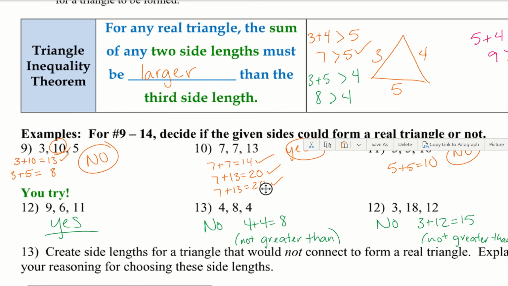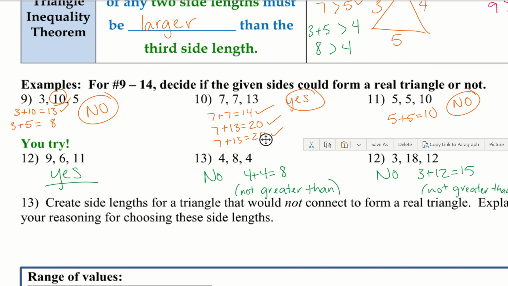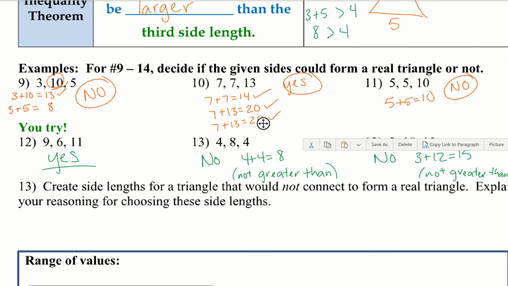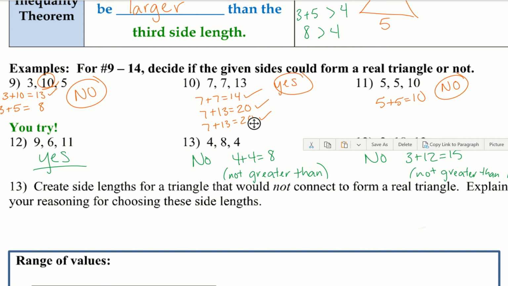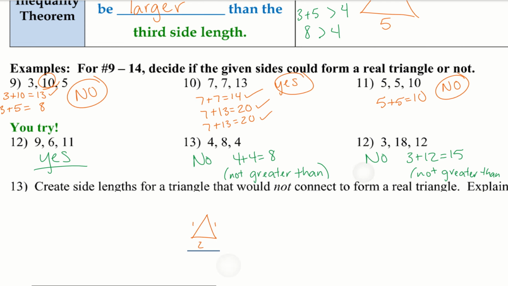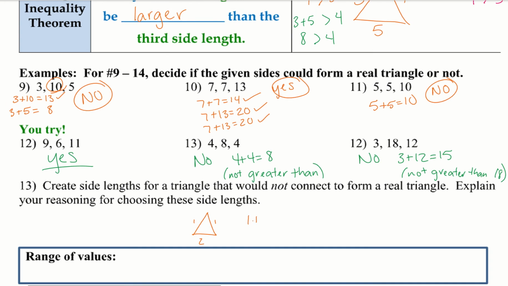Okay. All right, and then our second 13: create side lengths for a triangle that would not connect to form a real triangle. Explain your reasoning for choosing these side lengths. I'll give you a second. You go ahead and come up with one on your own, and then I'll show you one that I have come up with. All right, and I just did 1, 1, and 2. So this couldn't be a triangle because 1 plus 1 equals 2, which is not greater than 2.